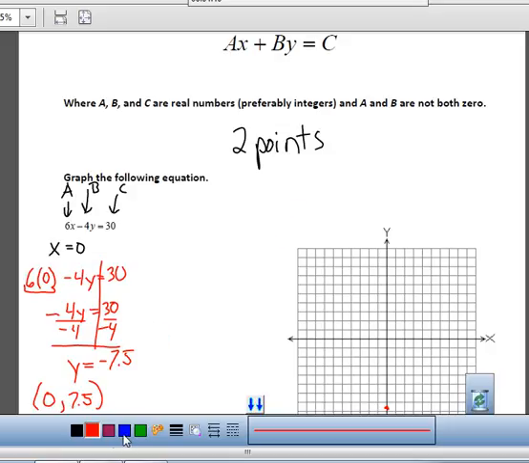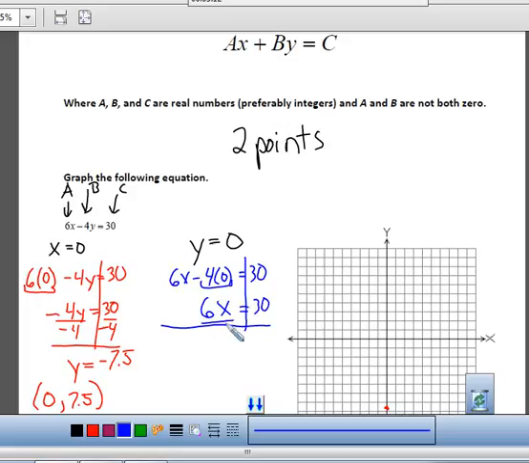Now we're going to do the same thing except with y equal to 0. And watch what happens. So I have 6x minus 4, now I plug in 0, equals 30. So again, I do my check and solve here. Negative 4 times 0 is 0, so I get 6x minus 0, which is 6x equals 30. Divide both sides by 6. Shouldn't have wrote that line there. And x is equal to 5. Y is 0, x is 5. There's my next point, 5 comma 0.